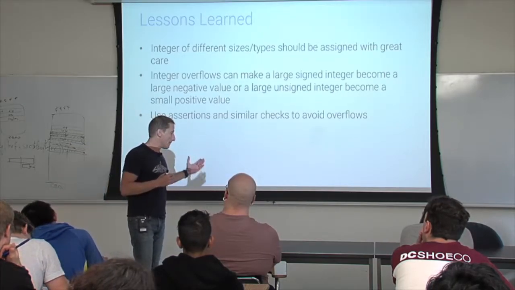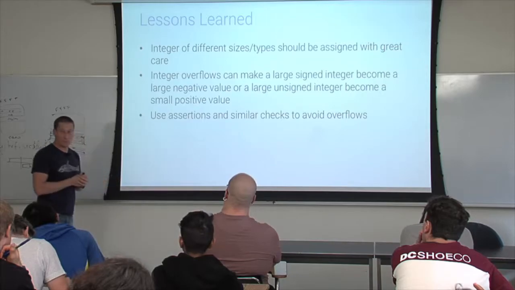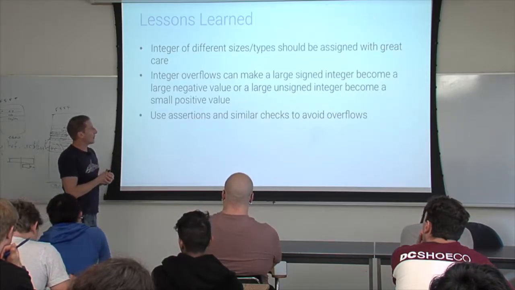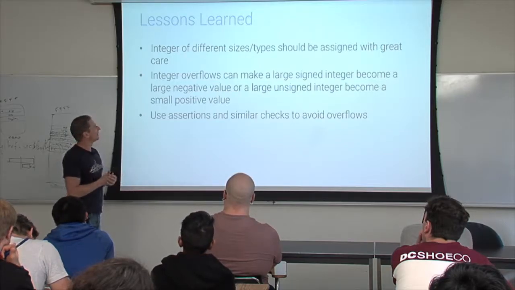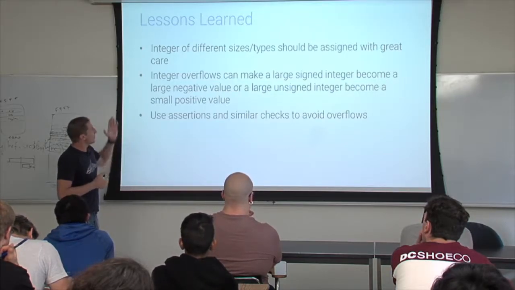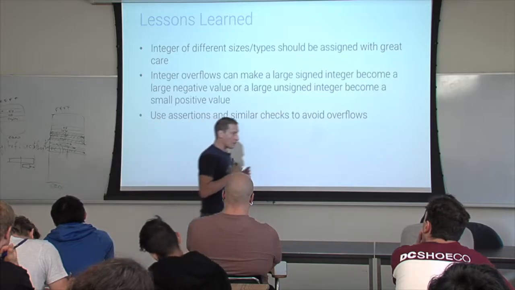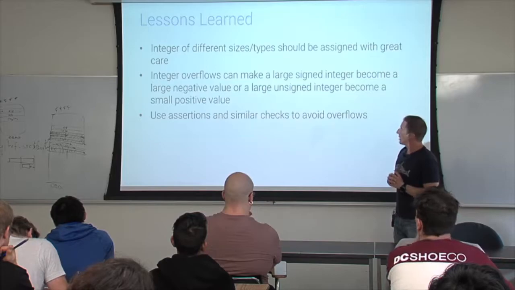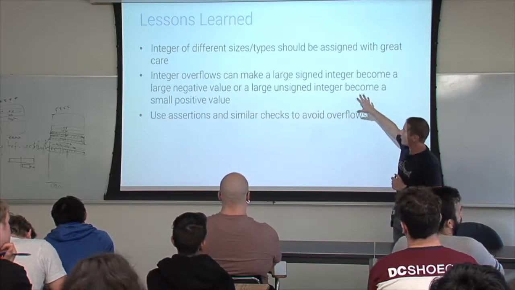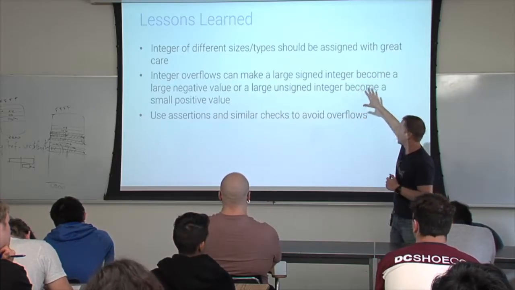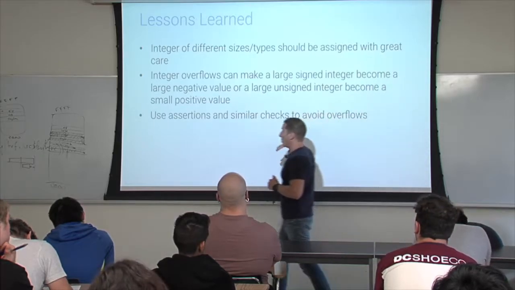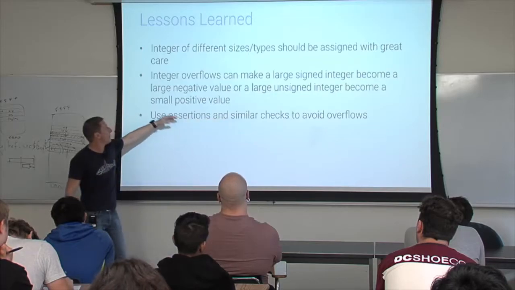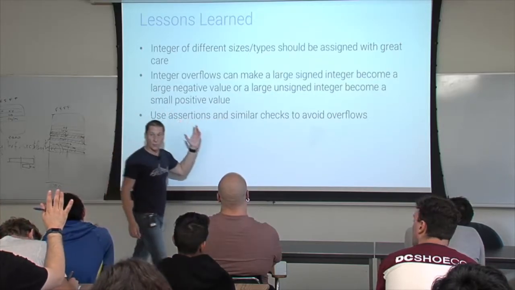It took the kernel developer quite a while to find this attack, and once you see it, it's obvious, but you have to see it first. So you have to be very careful. This is the lesson learned of how to use and assign your integers. And remember, integer overflows can make a large signed integer become a large negative value, or a large unsigned integer become a small positive value for loop arounds and things like that.